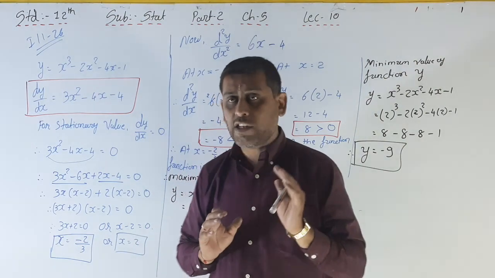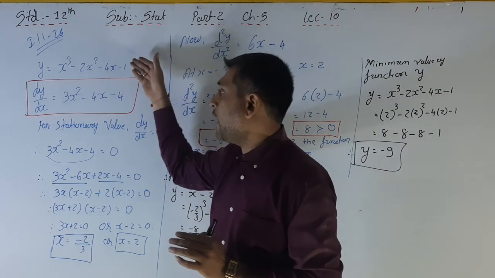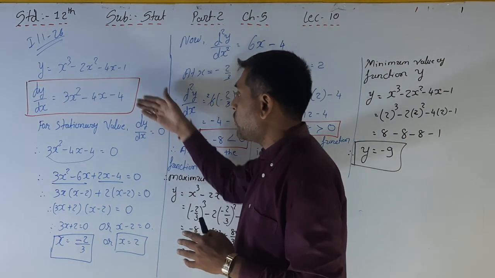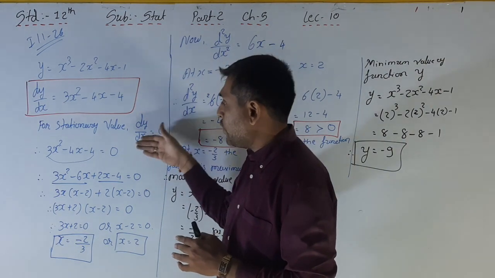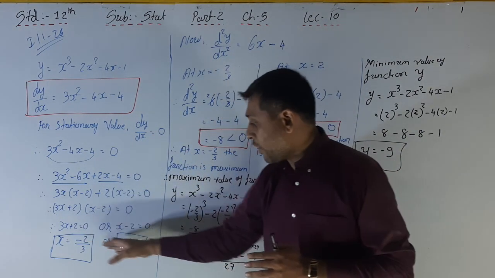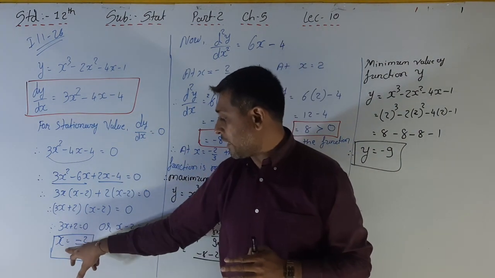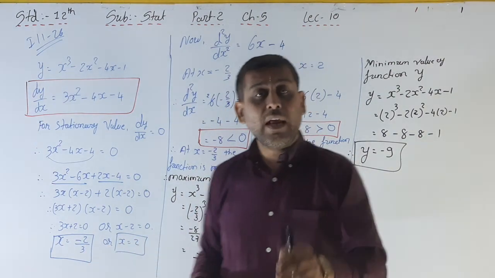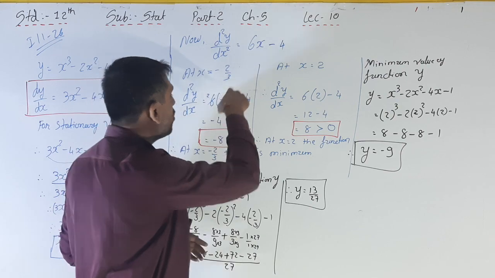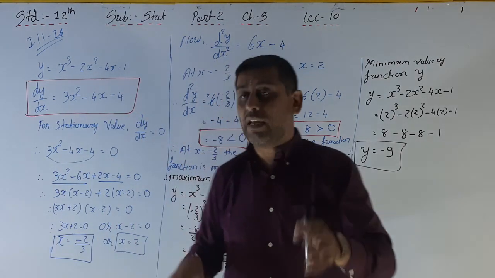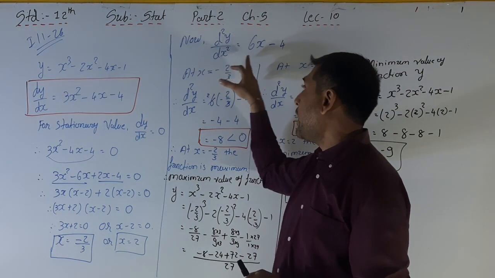See, I again explain you here. First we have to find out y, that is first we have to find out the first step, dy by dx, that is first differentiation. Then for stationary value we are putting first differentiation is equal to 0, so we can find out the two stationary values, that is x is equal to minus 2 by 3 and x is equal to 2, and then we have to put that two stationary value into the second differentiation. That's why first of all we have to find out the second differentiation, d square y by dx square.